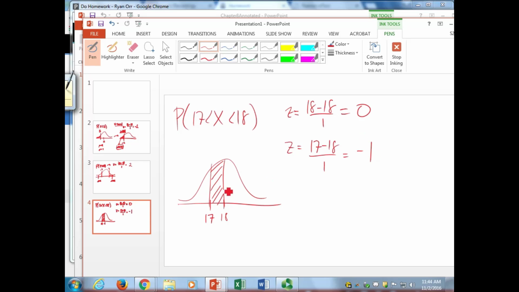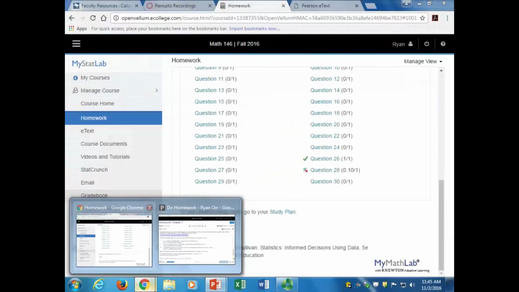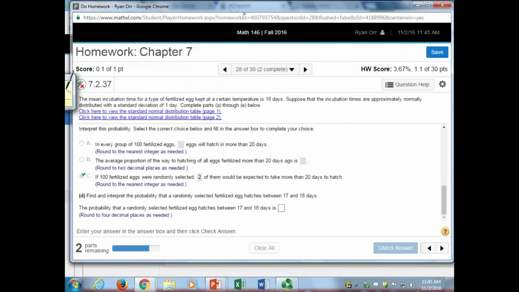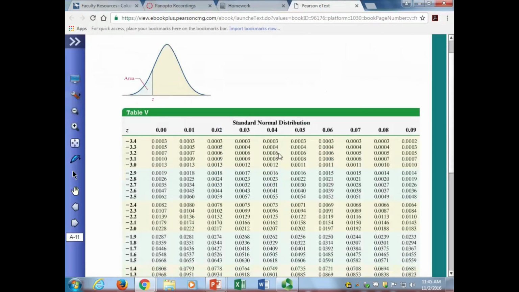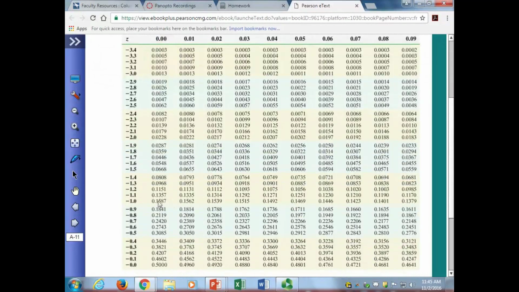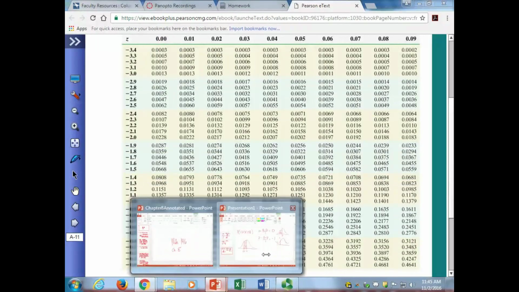Okay. So we need to go look up, well, we really don't need to look up both of these. I know what the probability of being less than 18 is, right? It should be just 50% because it's halfway. The z-score is 0. It's just going to be 50%. We do want to probably look up negative 1 in the table. There we go. Look up negative 1. Negative 1.0 is 0.1587.